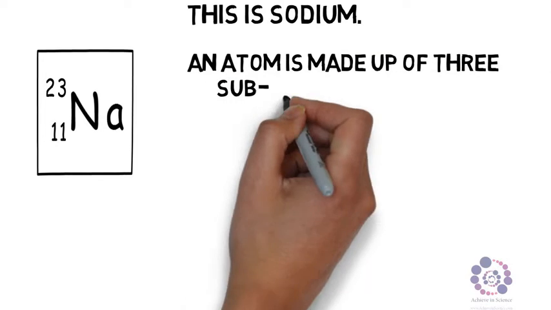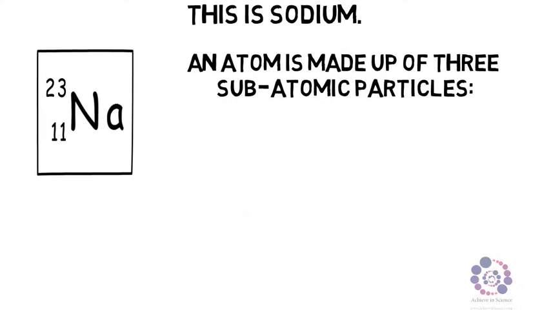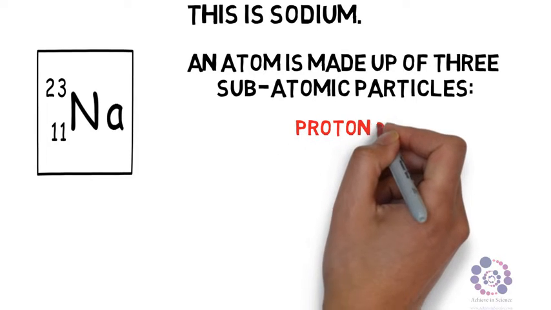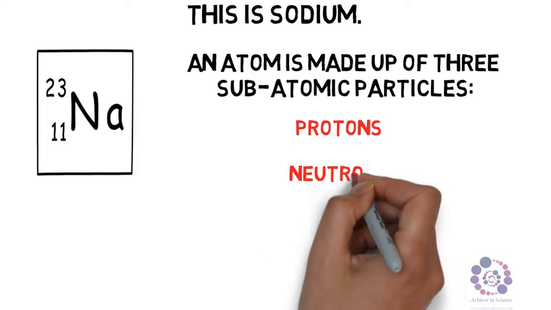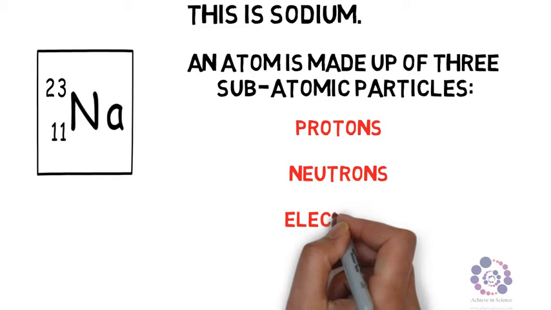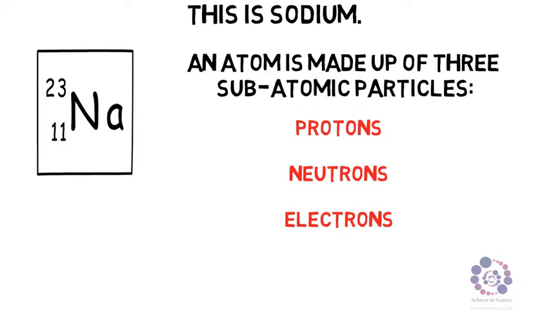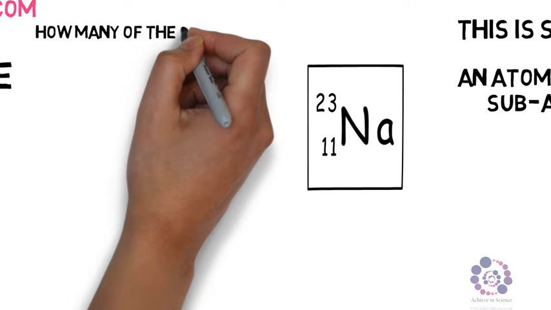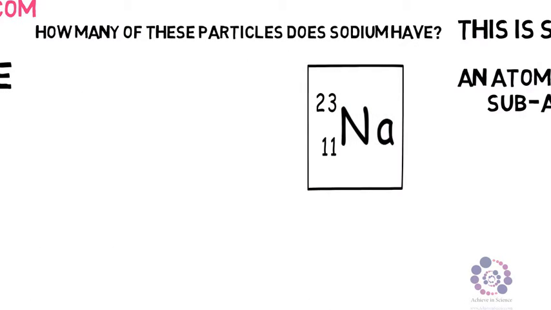Well, first of all, an atom is made up of three subatomic particles. It's made up of protons, neutrons, and electrons. But how many of these particles does sodium actually have? Well, we can determine this by these two numbers.